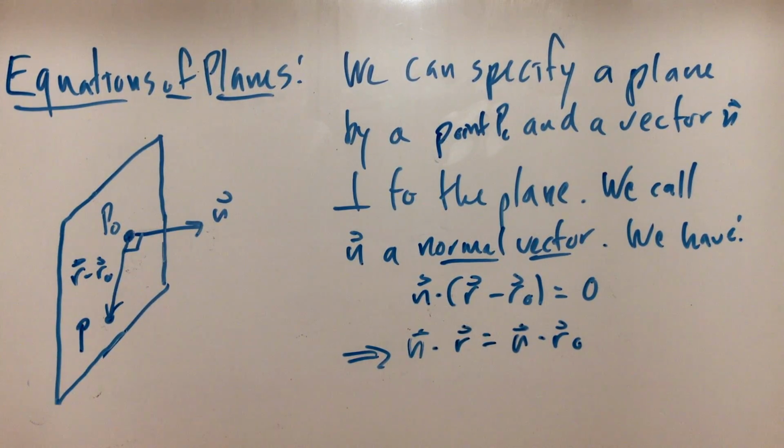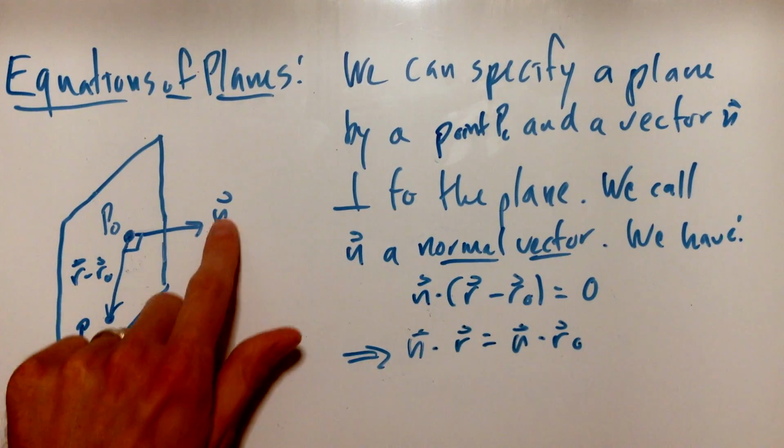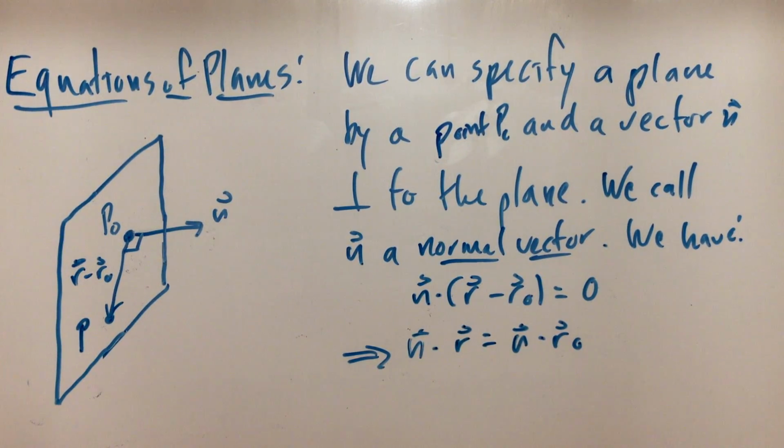It turns out that we can also specify a plane by a point and a vector. We can specify it by a point that's on the plane, and then a vector that is perpendicular to the plane. And that uniquely specifies the plane. Here's our picture right here. We call this vector n, that's perpendicular to the plane, a normal vector.